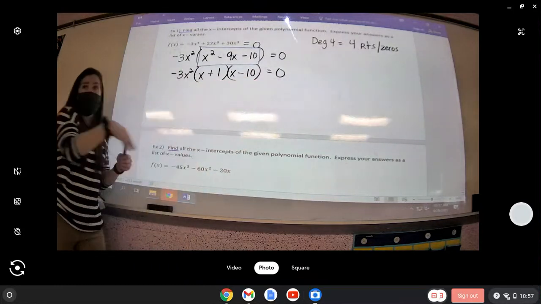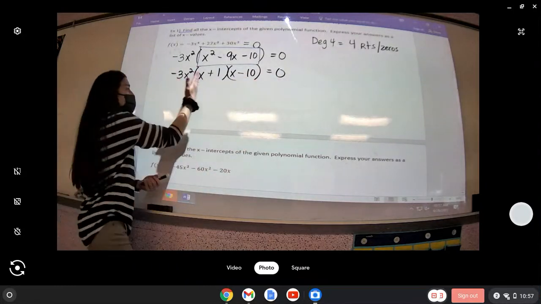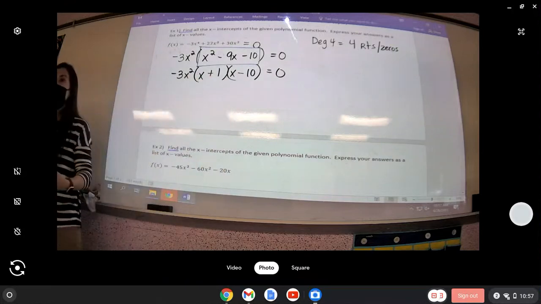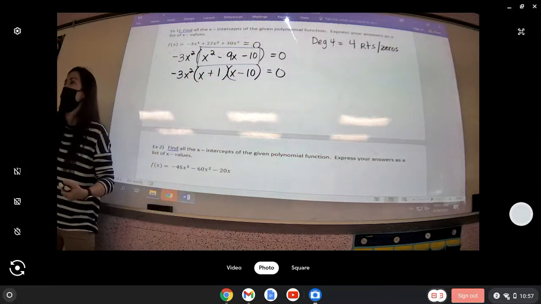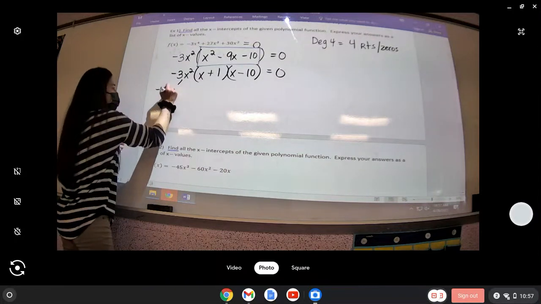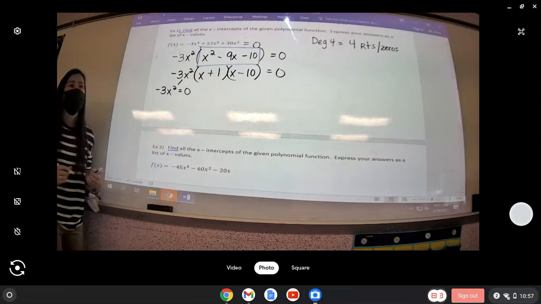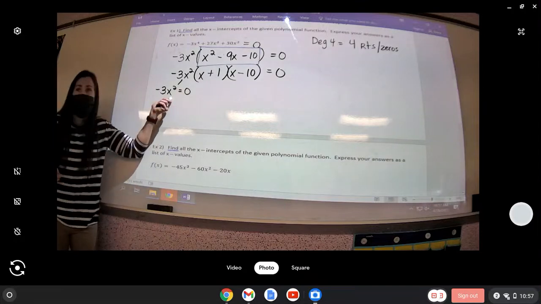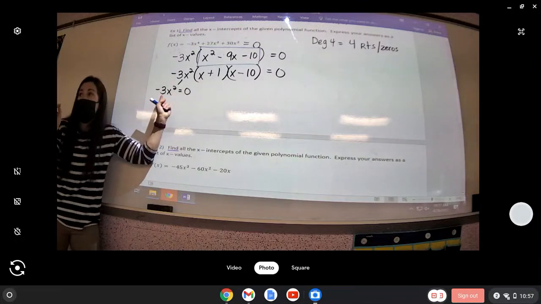The only way that could be true is if somebody was 0. But it could be any one of these factors who ends up being 0. So now we just set each factor equal to 0 and solve. So we're going to take this factor, set it equal to 0, and solve. So guys, you are solving a little mini quadratic equation.